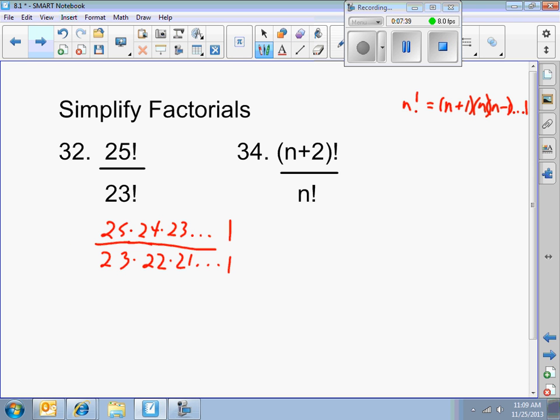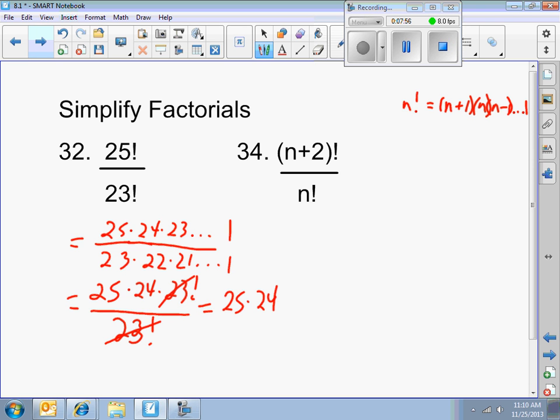Probably a better way to write that is to say that 25 factorial is 25 times 24 times 23 factorial over 23 factorial, and those will cancel out. So the answer is whatever 25 times 24 is. And I'll let you finish that.